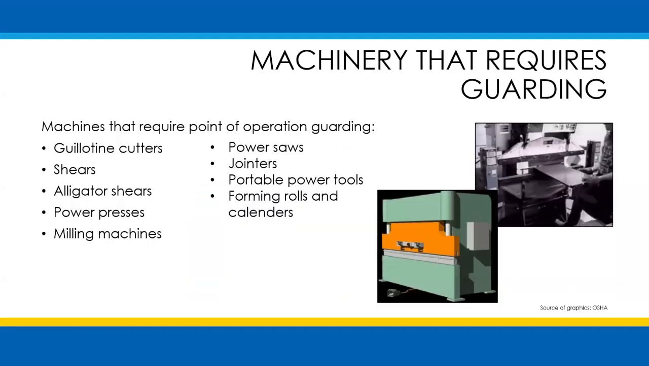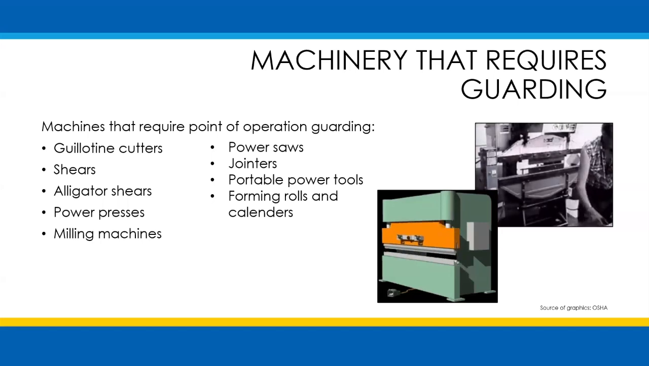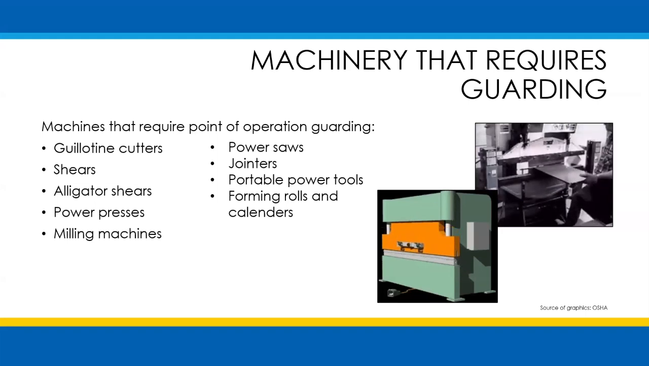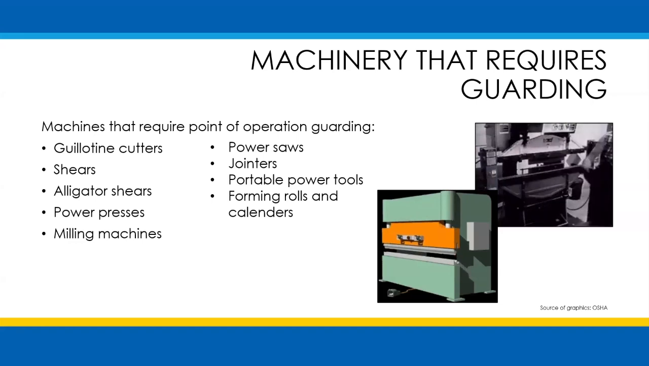The point of operation on a machine is where work is actually being performed upon the material being processed. Any machine with a point of operation that exposes an employee to injury must be guarded. A few examples of machines that require point of operation guarding are guillotine cutters, shears, alligator shears, power presses, milling machines, power saws, jointers, portable power tools, forming rolls, and calendars.